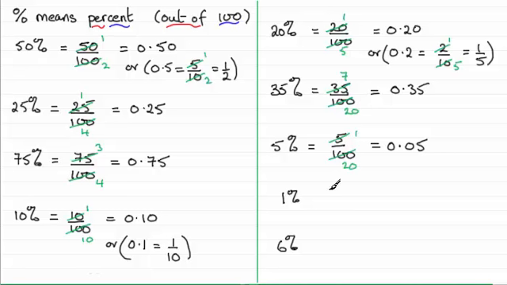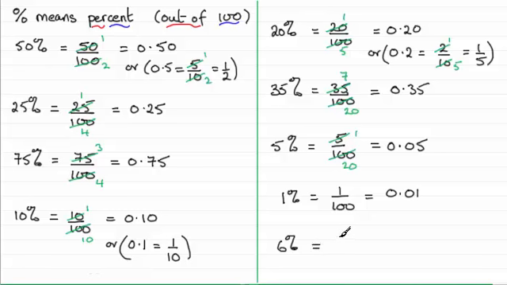And for 1%, this is going to be 1 out of 100. And as a decimal, I've got to move the point back 2 places. Moving it back 2 places means it becomes 0.01. We fill in that extra space there with a 0. This fraction doesn't cancel down anymore, so we just leave it like that.